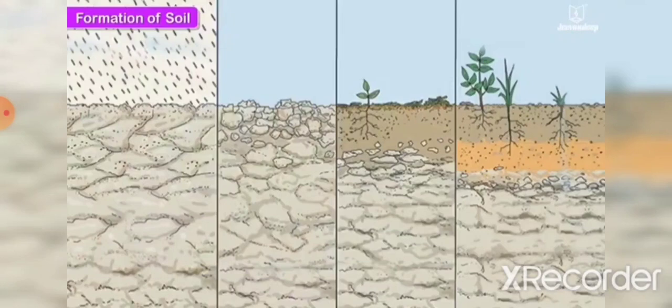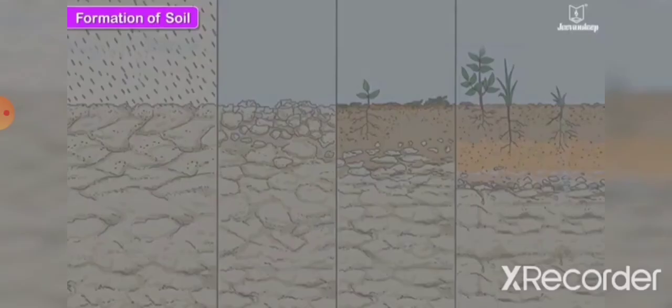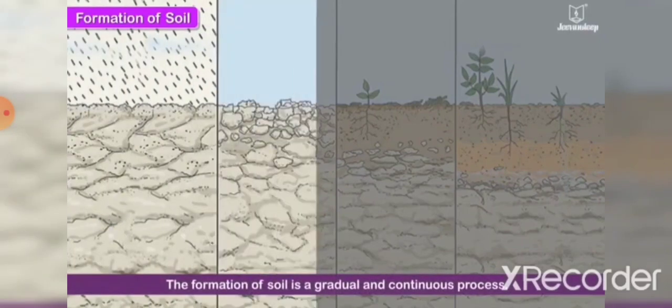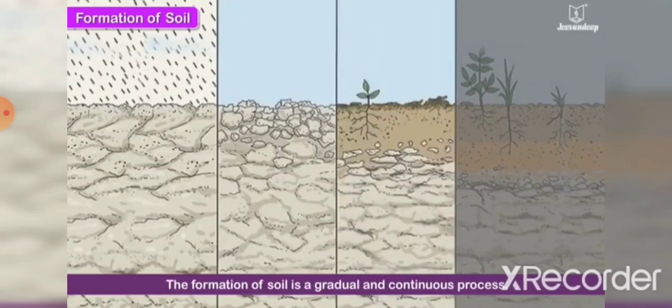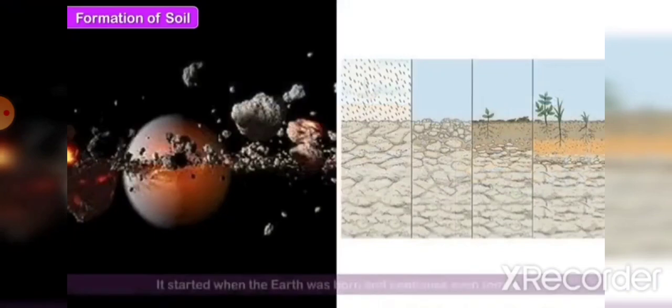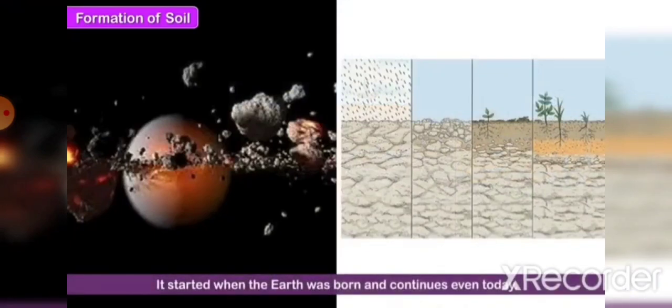The next topic is the formation of soil. The formation of soil does not happen in one or two days. It takes thousands of years. The formation of soil is a gradual and continuous process. It started when the earth was born and continues even today. It is happening right now also.